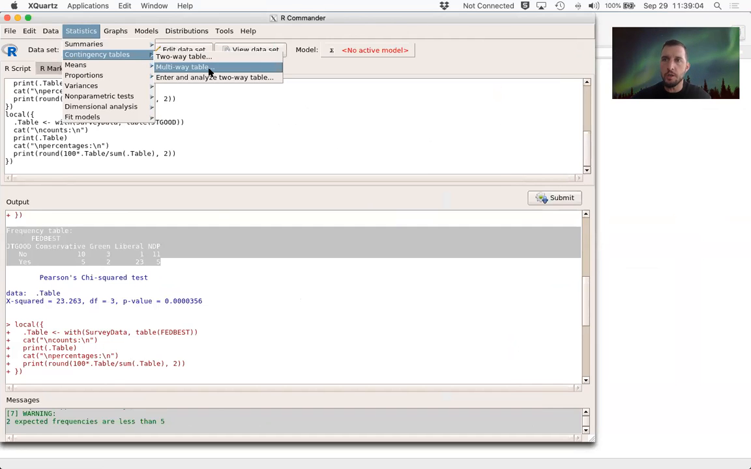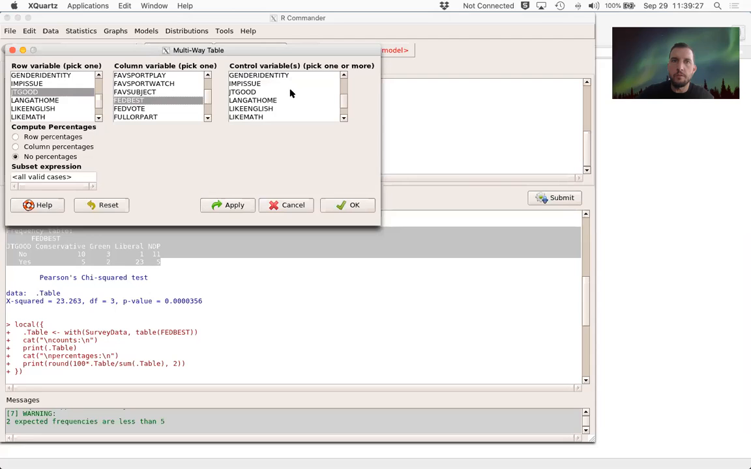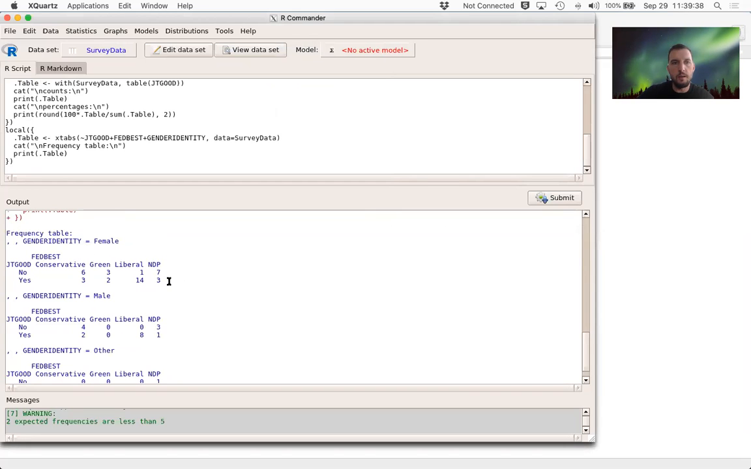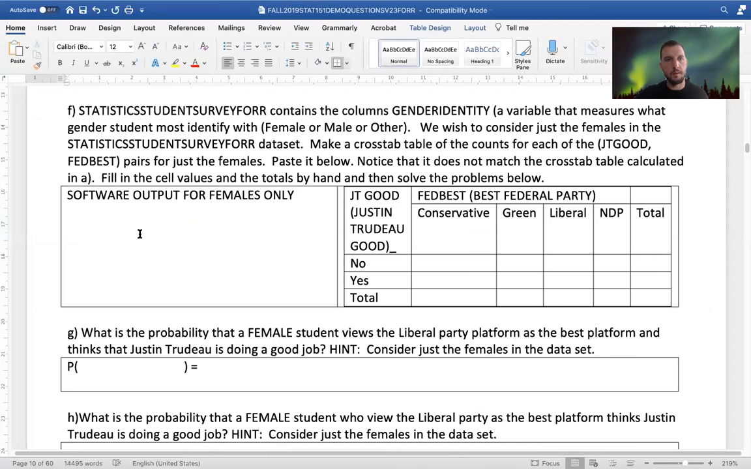When we want to condition on a certain qualitative variable, like here we want to condition on gender identity, we click Multi-Way Table. We select our row variable, which is JT good. We select our column variable, which is Fed best. And then we select our control variable, which is going to be gender identity. Okay, and then we click OK. And then that pops out the following three tables. We are only interested in gender identity equals female. So we take this table here as our output, and we pop that in here.